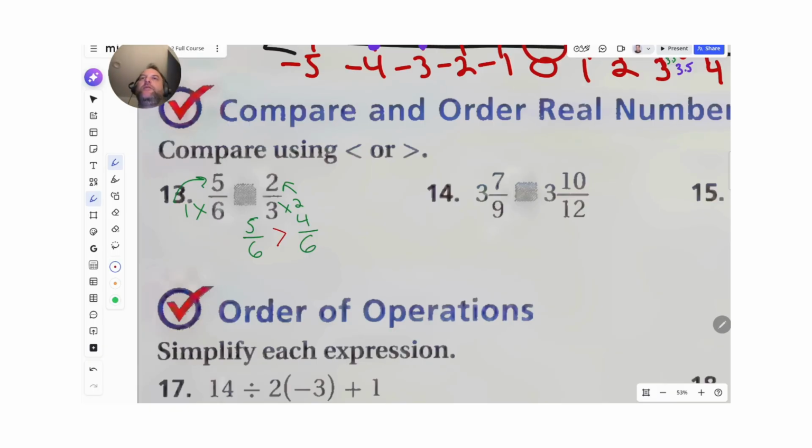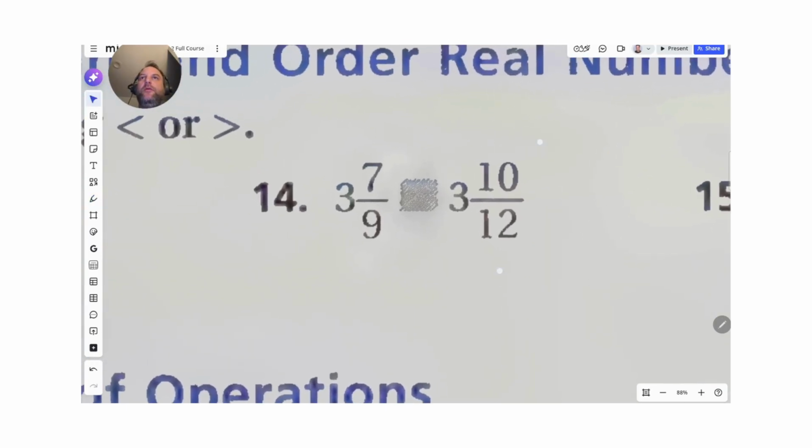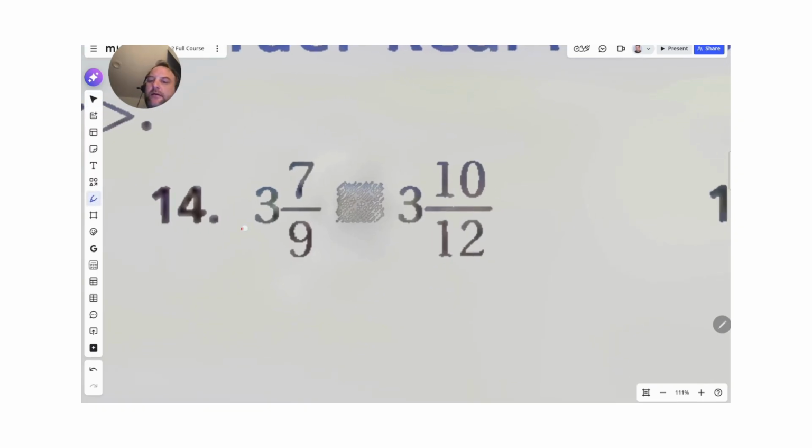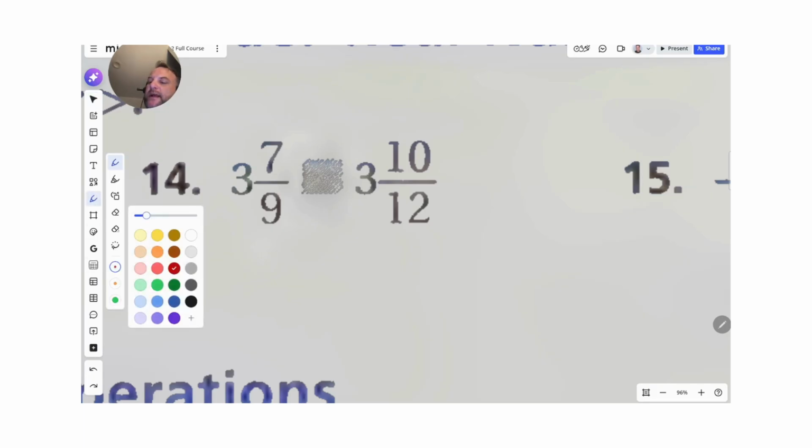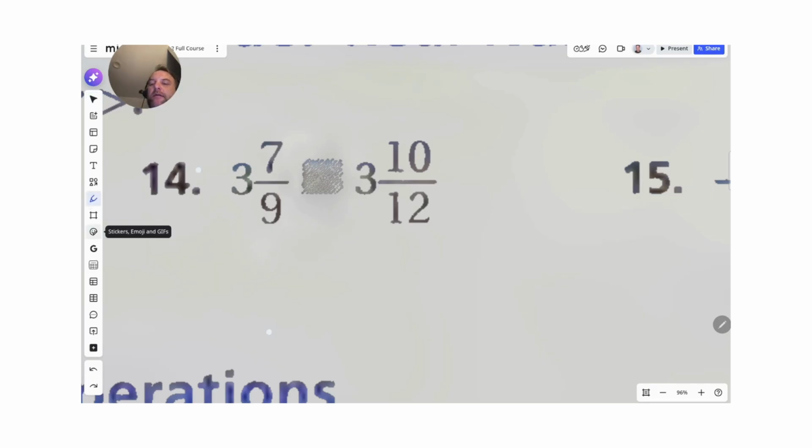All right, so we found our common denominator. That's our skill. What about 3 and 7/9 versus 3 and 10/12? Now, both of these mixed numbers do have a whole part 3. So let's compare only the fractions. We see 9 and 12 for our denominators. So let's use our common denominator. If we go up by 12, 12, 24, 36 will be our first one, right? That is our common denominator.